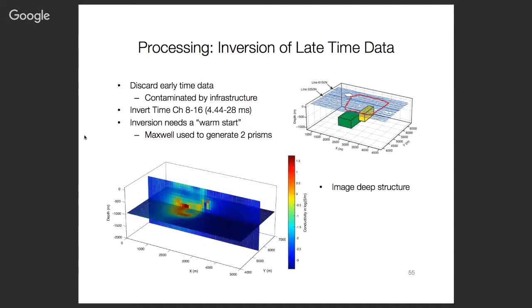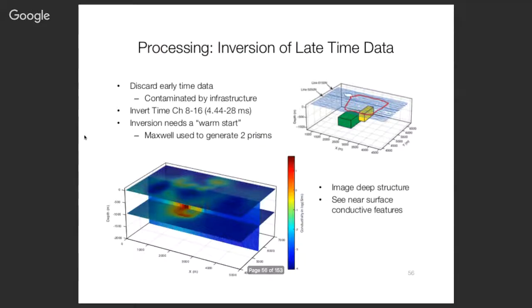So this is at a kilometer depth, and we're seeing a conductive packet down here. However, just by inverting those late time data, there is stuff that's happening up at the surface. There's a kind of a conductive blotch going on here, and there's a question about where that's coming from and what it means.